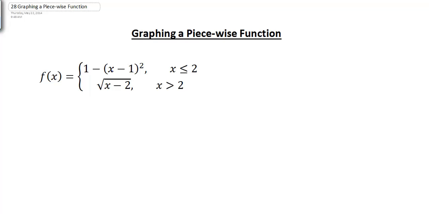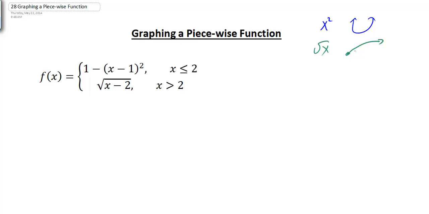Now because this is squared, we know that we're going to be looking at that parent function, which was x squared, so we know that we're going to be looking at part of a parabola. And then the other part of our function is the square root of x minus 2. Well, remember the square root function is half of a parabola on its side. So if we just had the parent function here, the square root of x, then that's going to look like this half of a parabola laid over on its side.